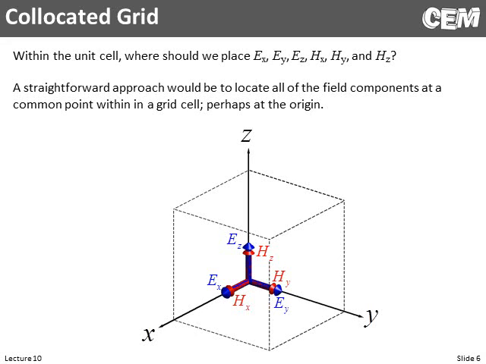So the most intuitive thing to do is to place all of the field components at a single point within each cell. So here, for example, we're locating Ex, Ey, Ez, Hx, Hy, Hz at the origin of the cell. Maybe we'd want to put it in the middle of the cell. It doesn't much matter, but this is probably the most intuitive if we were just to try this without thinking much about it. And this is called a co-located grid. And we are not going to use a co-located grid.